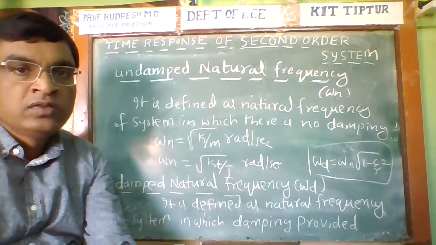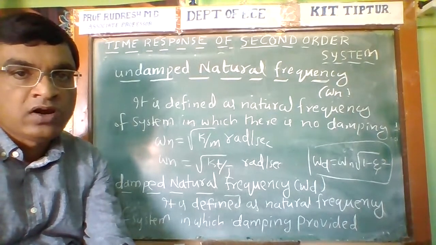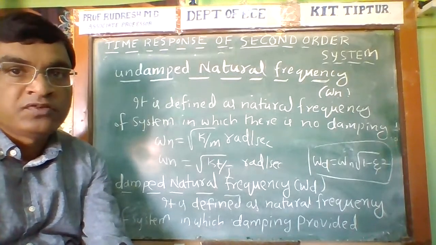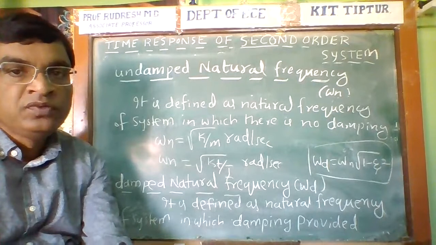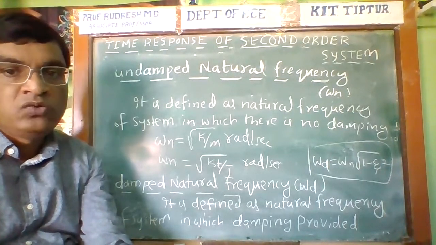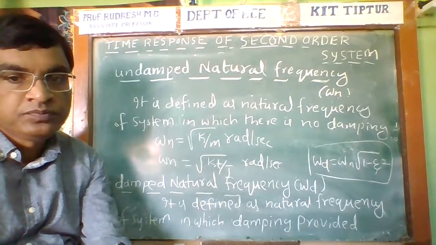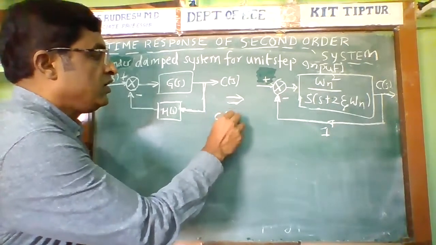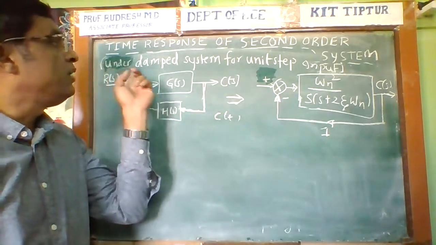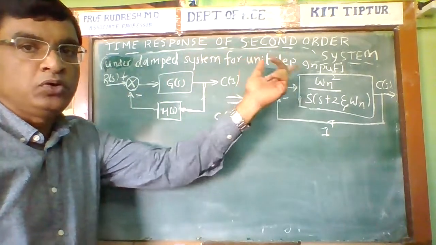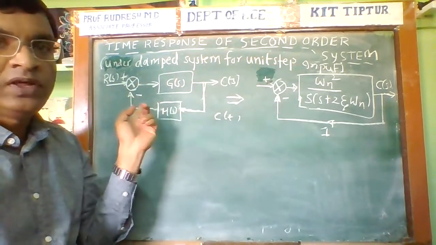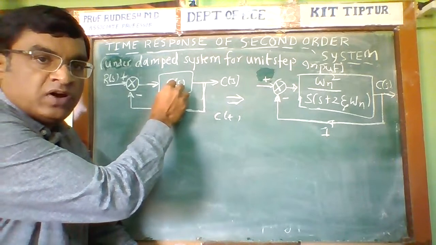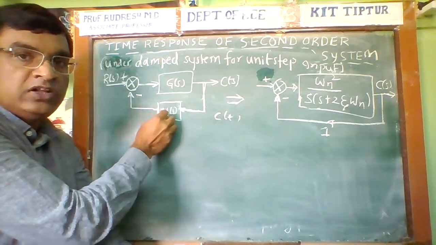Now I'm going to discuss the time response. I need to derive the time response of a second order underdamped system for a unit step input. To find this, consider the block diagram of the closed loop system. Here G(s) is called the feed forward transfer function, and H(s) is called the feedback transfer function.